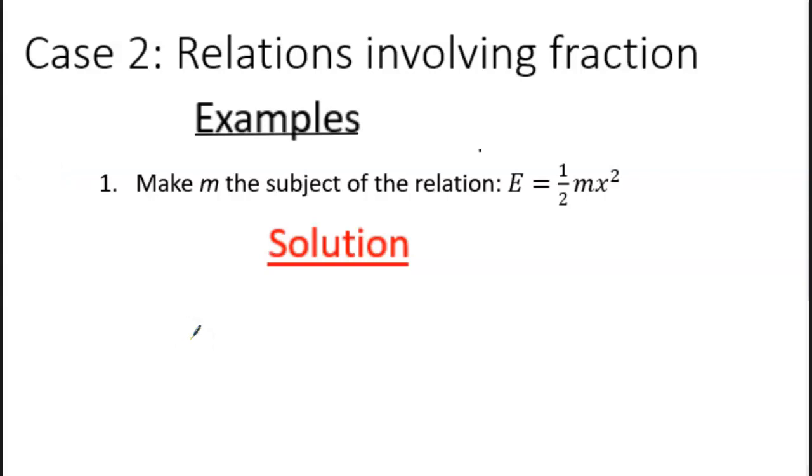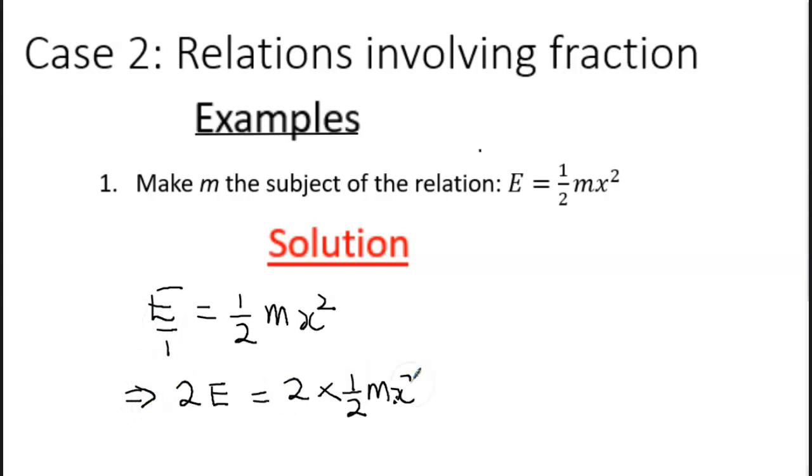We have one example. The first example: E is equal to 1 over 2 m x squared. So the LCM of 1 and 2 is 2, so we can multiply each term by the LCM. Multiplying both sides, the 2 cancels, and you are going to have 2E equal to m x squared.